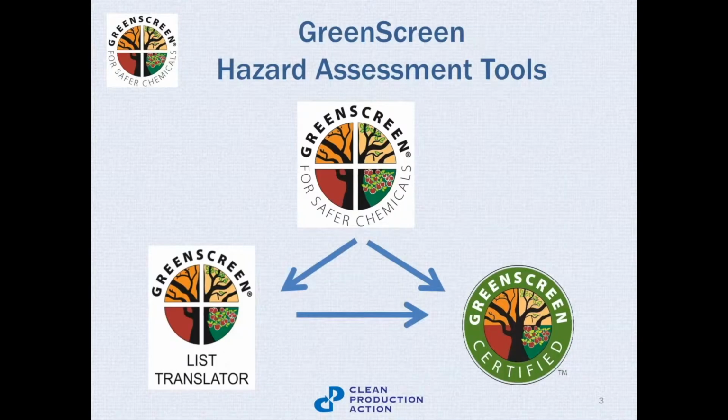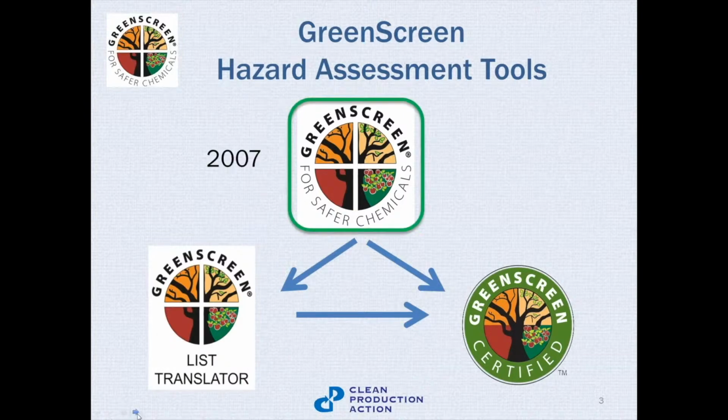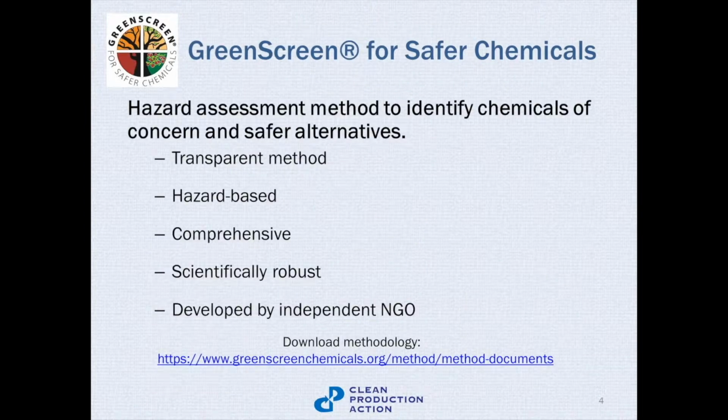The GreenScreen program, I like to think of it as having sort of this suite of hazard assessment tools, and at the foundation is the GreenScreen for Safer Chemicals, which is the first piece of the program. The GreenScreen was published back in 2007, and the GreenScreen for Safer Chemicals is a hazard assessment methodology that was really designed to identify both chemicals of concern as well as safer alternatives.